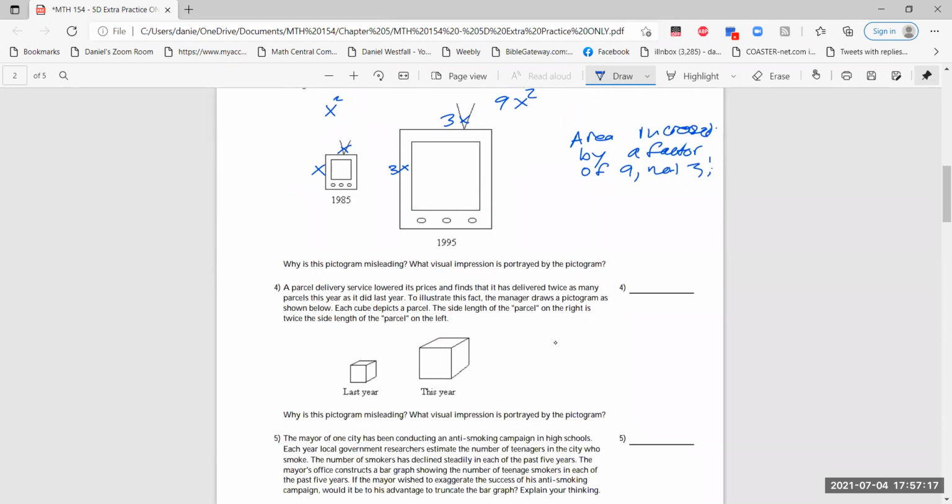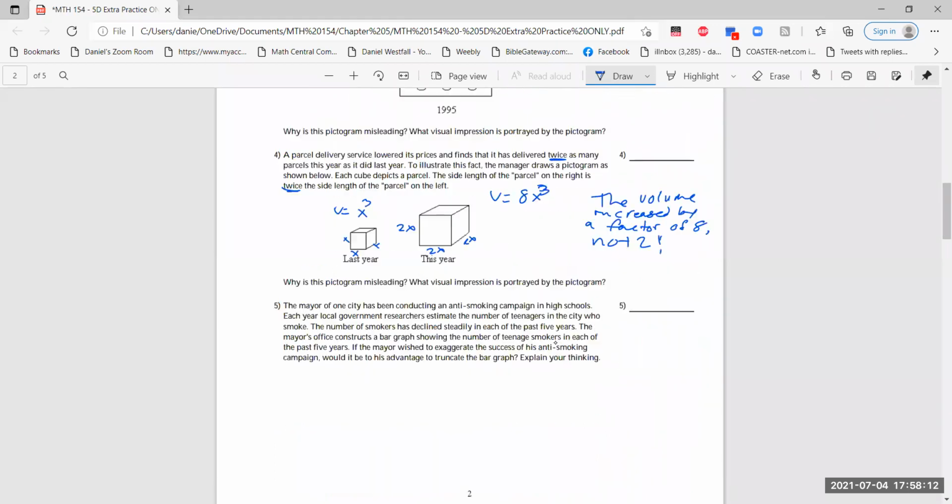Okay, we're gonna have the same kind of problem here. They're gonna have a 3-dimensional shape, and they want to illustrate that they did twice as much. But if they have x by x by x, let's say that this was a cube, right? And so that would be x cubed for the volume. If they do 2x, 2x, and 2x here, that's going to be a volume of 8x cubed. So they have the same problem here, that the volume increased by a factor of 8. Not 2. Okay, it's misleading.